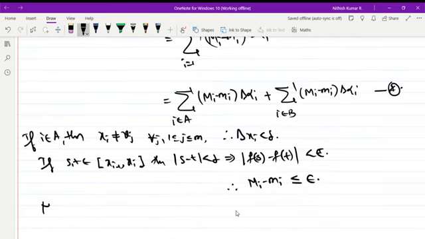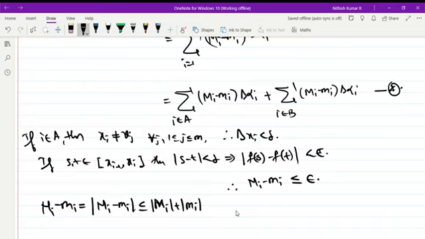Also note that in general, capital Mi minus small mi is equal to the modulus of capital Mi minus small mi, which is less than or equal to modulus of capital Mi plus modulus of small mi. Now we have taken capital M as the supremum of the function values in the whole closed interval a comma b. So capital Mi is less than or equal to M, small mi is also less than or equal to M, so it is less than or equal to 2M, and this is true for all i between 1 and n.